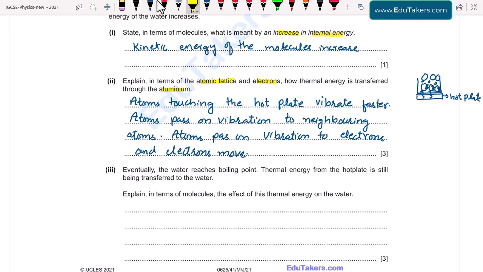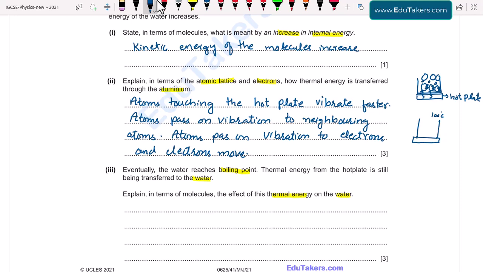Part 3. Eventually the water reaches boiling point. Thermal energy from the hot plate is still being transferred to the water. Explain in terms of molecules the effect of this thermal energy on water. So finally the water reaches its boiling point. It means that its temperature becomes 100 degrees C. But still there is a hot plate that transfers energy to the water. So we have to tell the effect of this thermal energy on the water.